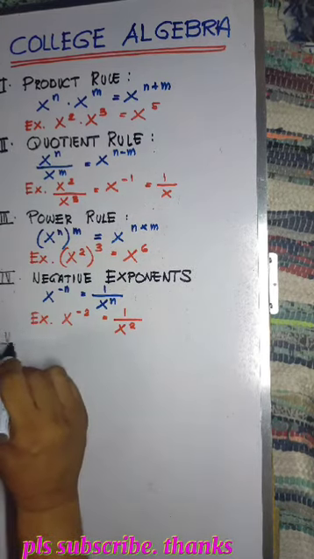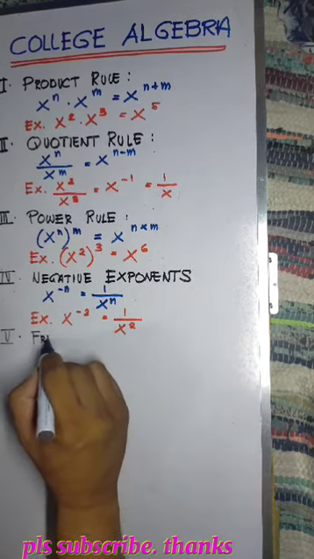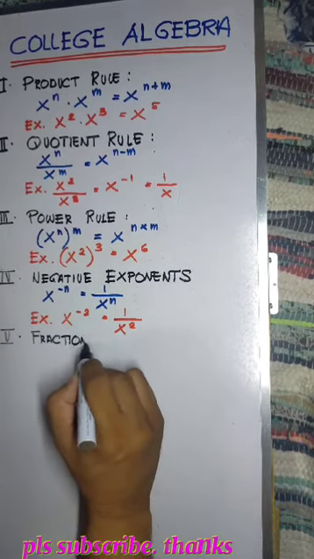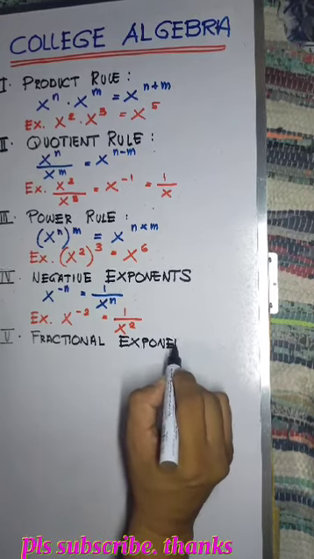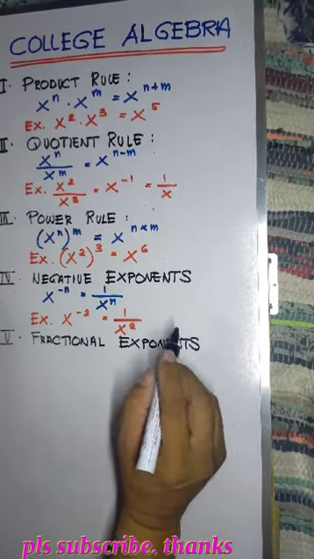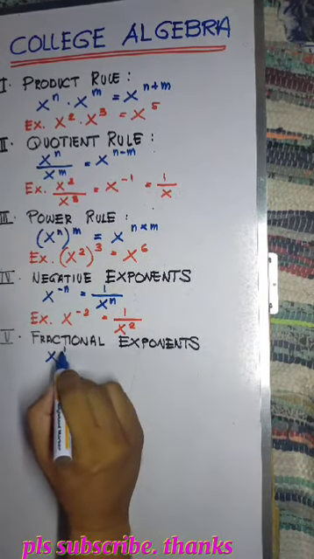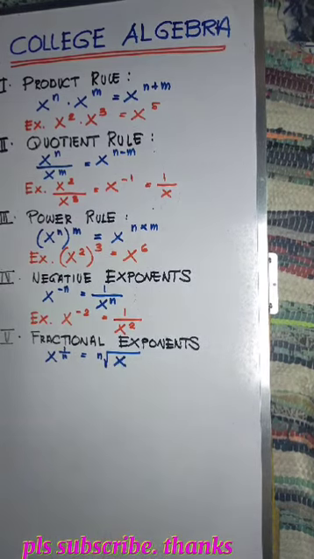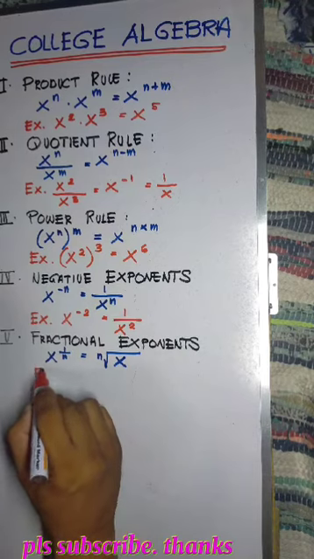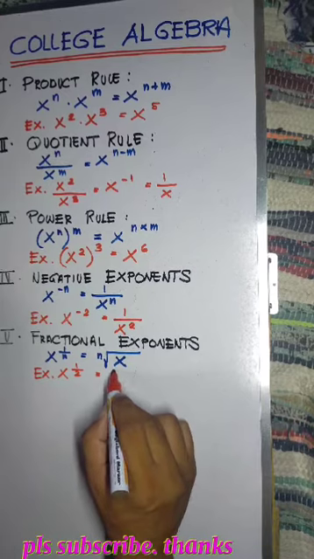So number 5, the fractional exponents. So x raised to 1 over n will be simplified as the nth root of x. Okay. For example, you have x to the 1/2, so the answer will be the square root of x.